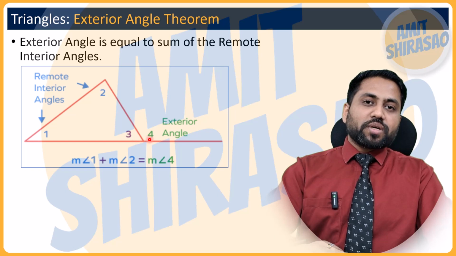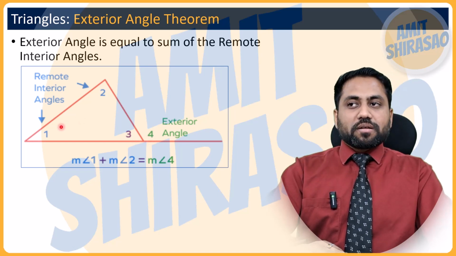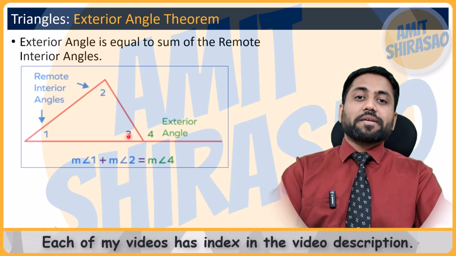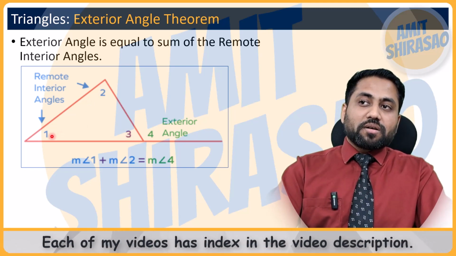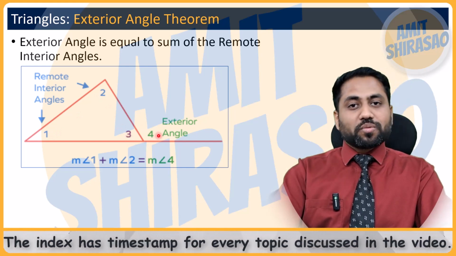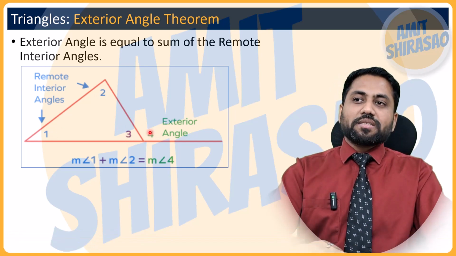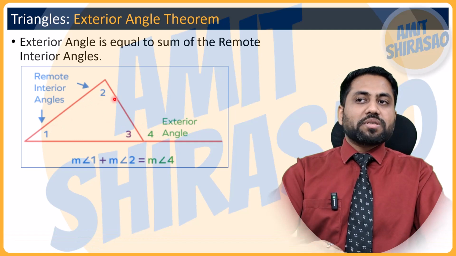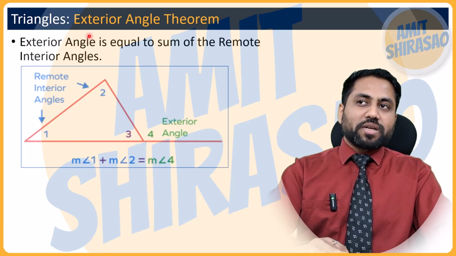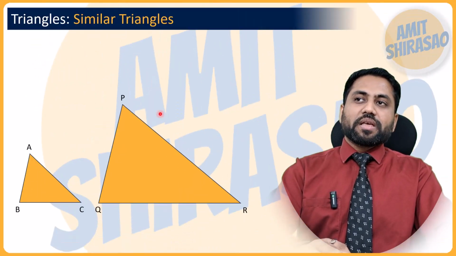3 plus 4 is equal to 180 degrees, but the sum of all the angles of a triangle is also 180 degrees. I showed it in a previous slide, right? So 1 plus 2 plus 3 is also 180 degrees, and 3 plus 4 is also 180 degrees. This implies that 1 plus 2 is equal to 4, okay? So this is called the exterior angle theorem.